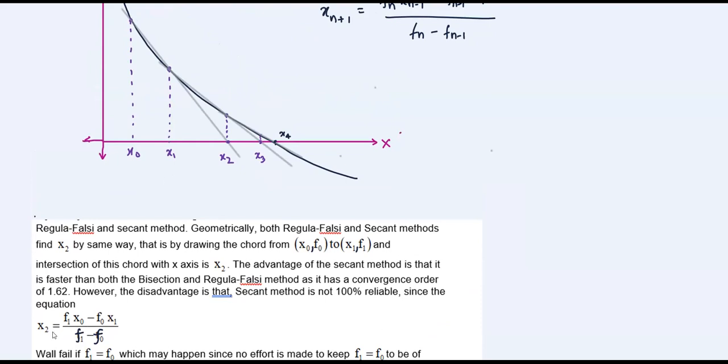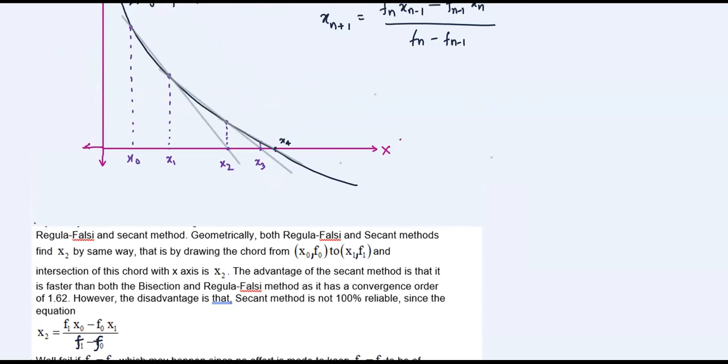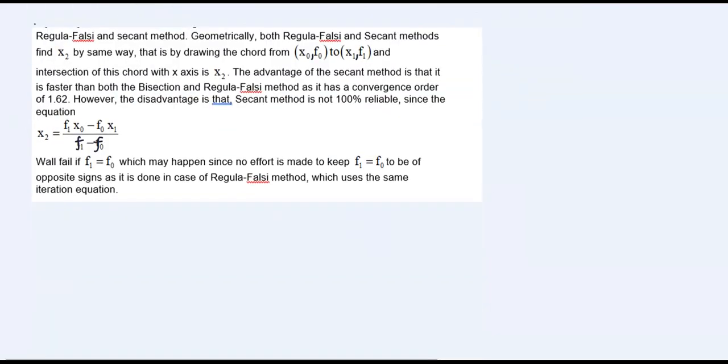And you will never find x2. x2 will be a point at infinity. Now if f1 equals f2, which may happen since no effort is made to keep f1 and f0 of opposite signs, as is done with the regular falsi method, which uses the same iteration. So this is the disadvantage of the secant method.